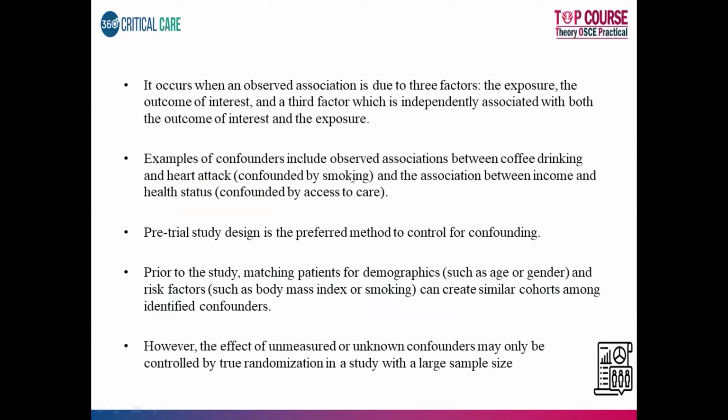So how to minimize this confounding? We have to do pre-trial study design to control the confounding. So prior to the study, matching patients for demographics and the risk factors can create similar cohorts among identified confounders. This is also one of the ways that you can prevent the confounding. However, the effect of unmeasured or unknown confounders may only be controlled by true randomization in a study with a large sample size.